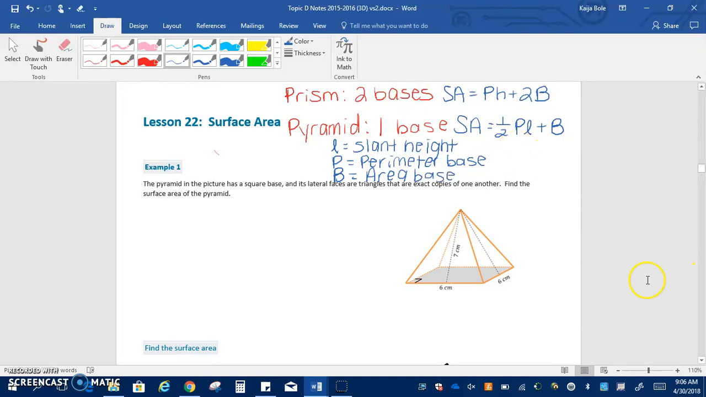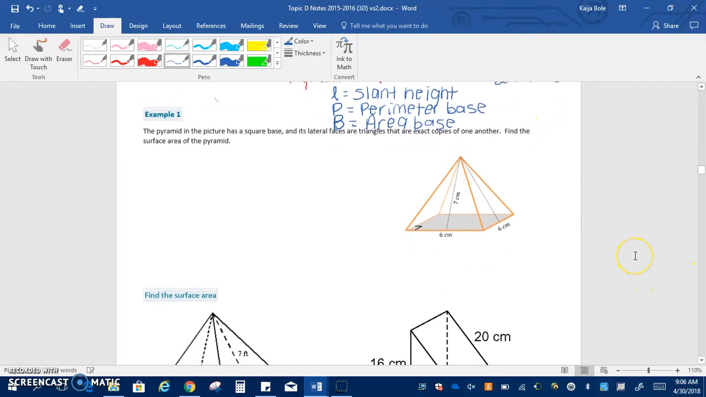So if we look at this first example here, the pyramid in the picture has a square base and its lateral faces are triangles that are exact copies of one another. Find the surface area of the pyramid. So our surface area formula, SA equals 1/2 times the perimeter of our base, which is 6 plus 6 plus 6 plus 6, times our slant height. Slant meaning on an angle, and that is this blue line I'm drawing in here, which is 7 centimeters. Plus the area of the base, which would just be 6 times 6.